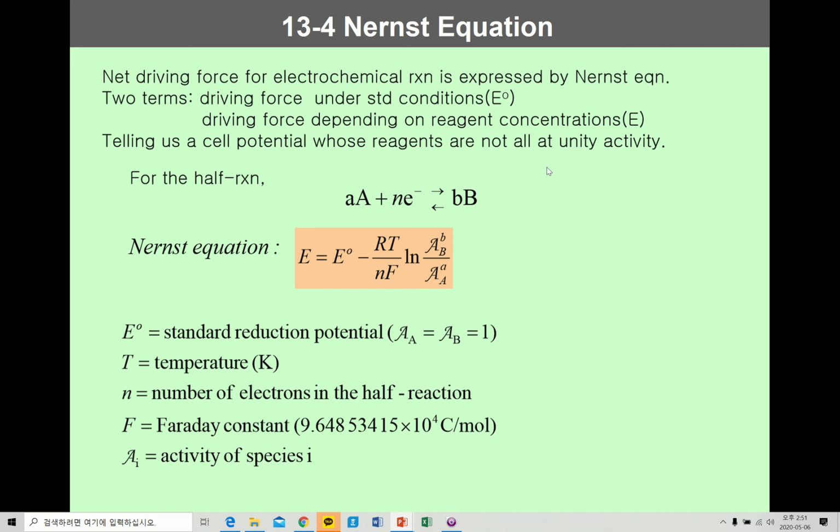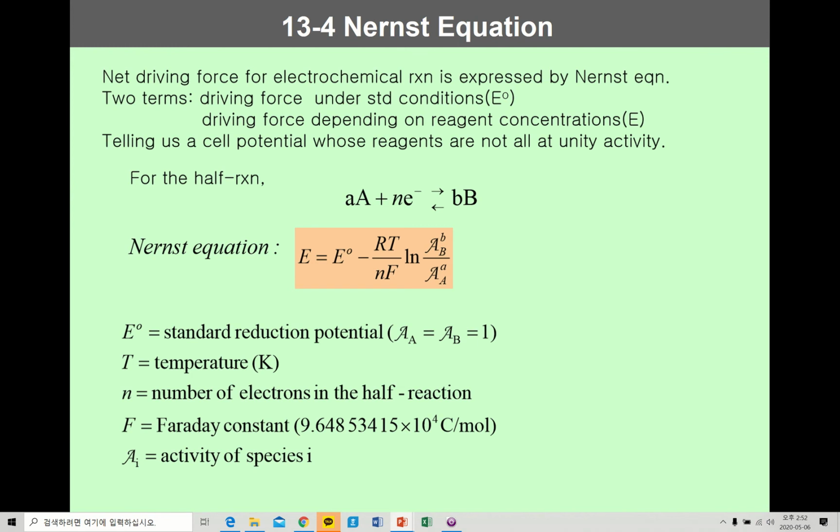Yeah, the next topic is the Nernst equation. This equation relates the electric potential with the concentrations. Under the standard conditions, we've already learned how to calculate or measure the standard reduction potential.